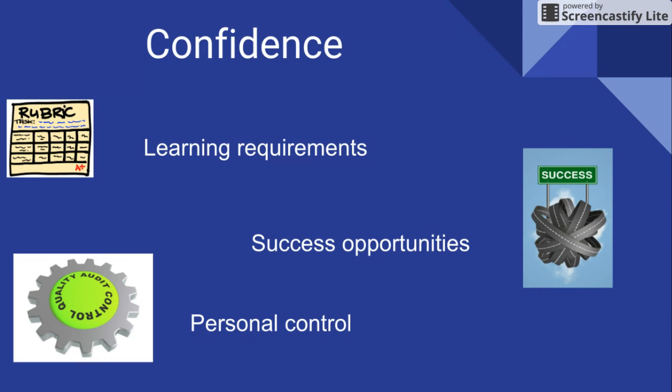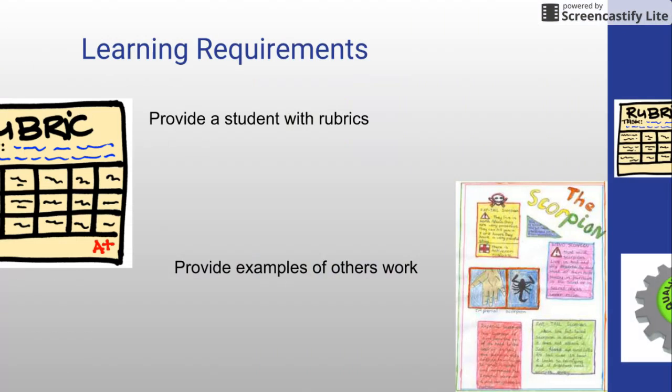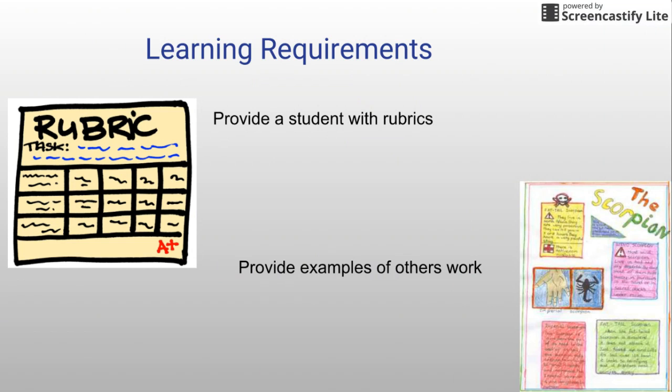The third component in the ARCS model is confidence. Confidence is based on learning requirements, success opportunities, and personal control. Learning requirements provide the recipe for positive expectations of success. Rubrics clearly define learning goals and evaluating criteria. Providing examples will also lead to an increase in student success and confidence.